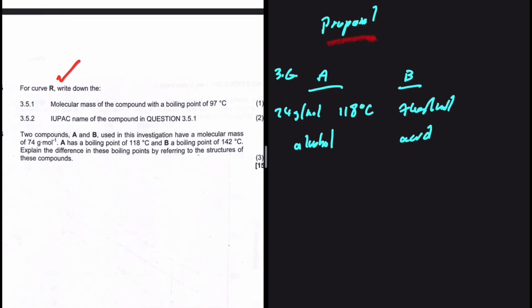The question says, explain the difference in these boiling points by referring to the structure of these compounds. Okay, so we have the alcohol and the acid. In alcohols, we have one side of hydrogen bonding, while in an acid, we have two sides of hydrogen bonding. The intermolecular forces in the acid will be stronger than those in the alcohol, requiring more energy to overcome the intermolecular forces. And that's a consequence. We're going to have a higher boiling point for compound B, the acid.